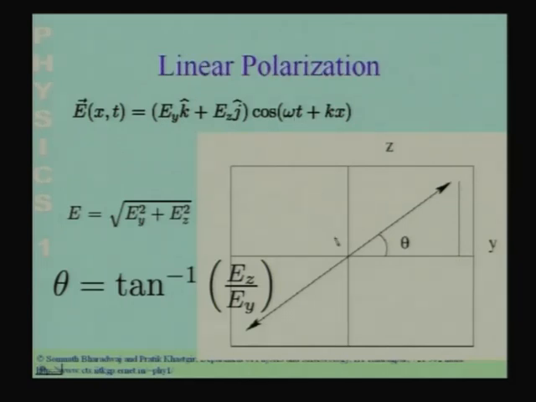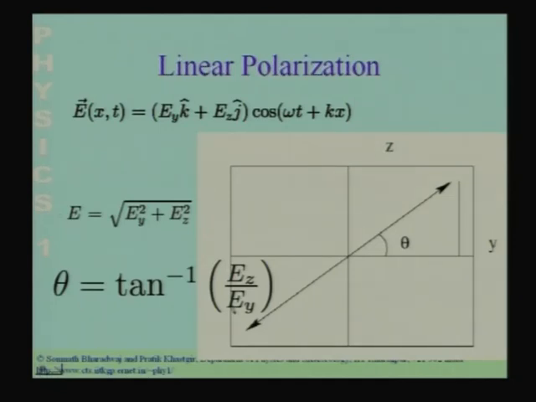When omega t is pi by 2, it is going to be at 0, and then again it is going to increase. So, you can easily see that the electric field vector is going to oscillate back and forth, and it is going to oscillate along this line, and the oscillation is going to be at an angle theta to the y axis, where theta is tan inverse of Ez by Ey.